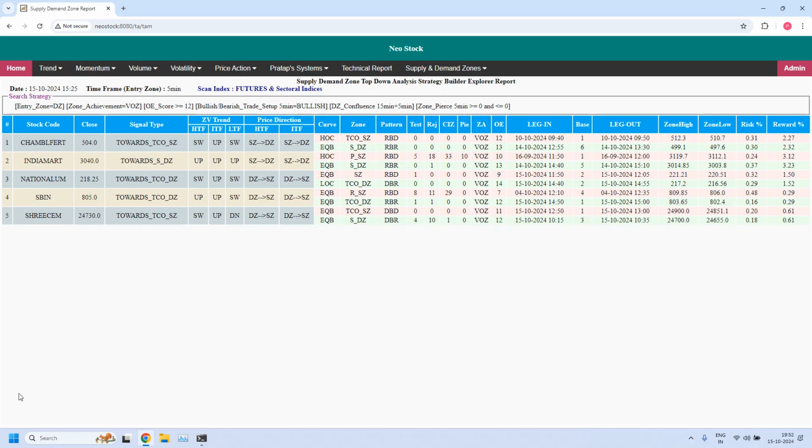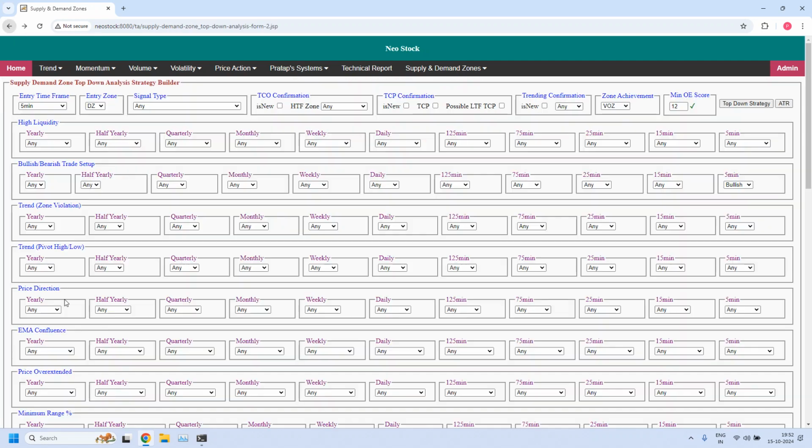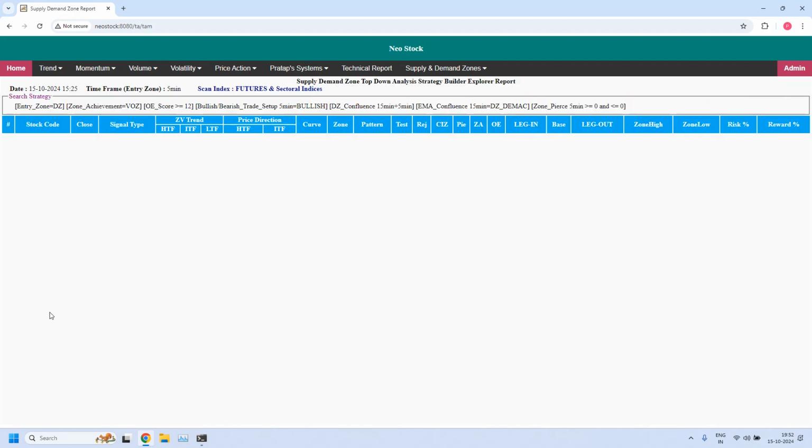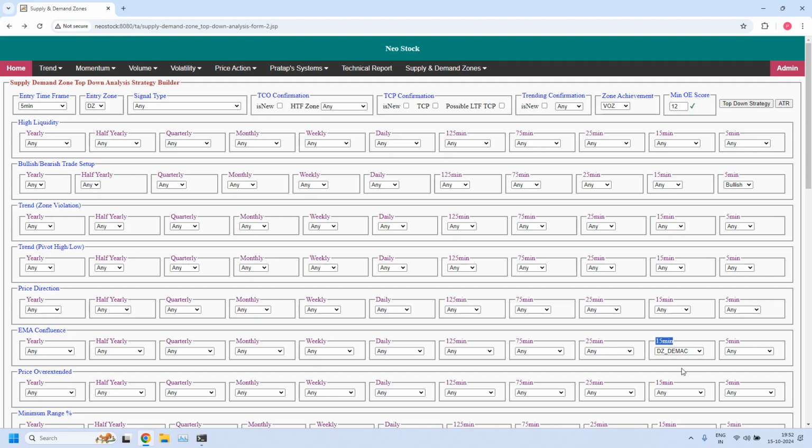That means 5 minutes demand zones are part of the 15 minutes demand zone. 15 minutes, that is ITF trend, is uptrend. If any of these 15 minute zones are having daily EMA confluence, it's a high probability setup. Let's verify. In the EMA confluence, 15 minutes time frame, the 15 minutes demand zone with daily EMA confluence. So none of those 15 minute zones are having EMA confluence.